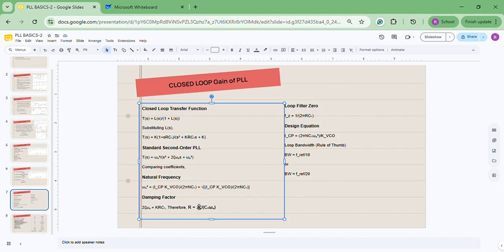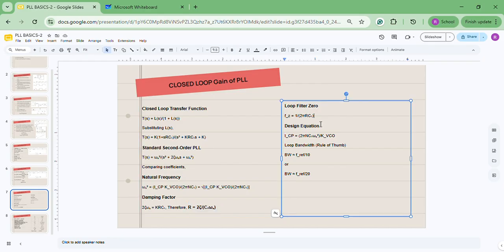So from all this, after solving this damping factor equation, we'll get the equation for R, which is the resistor of the loop filter. Then, since we know this charge pump equation, ICP equals 2 pi divided by K, and omega n square divided by KVCO.